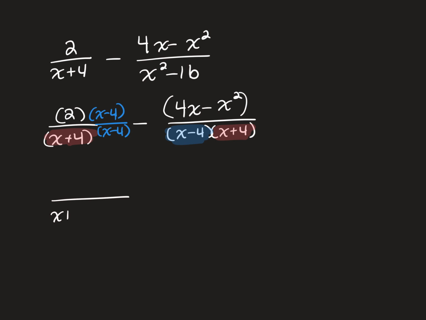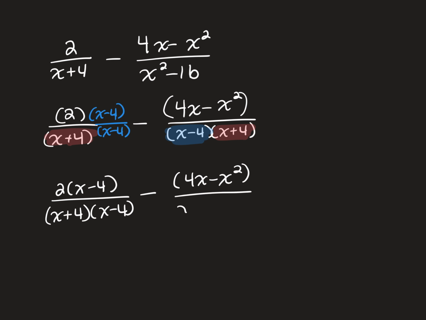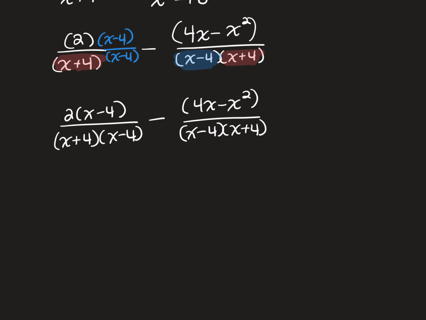And then we can start to simplify each of our fractions. So let me rewrite this here for you. Now, let's go ahead and simplify that first numerator. So we'll have 2x minus 8 over x plus 4 times x minus 4.